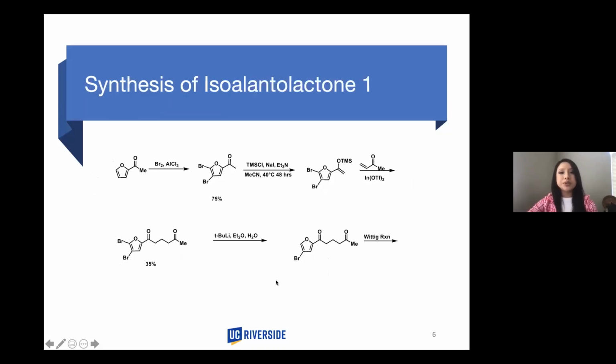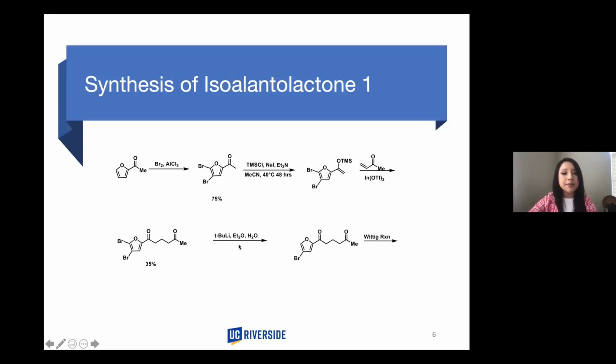Now, in order to produce isoallantalactone, we used two approaches. So for the first one, as you can see here, we use the 2-acetylfuran. We brominate that. So we add 2 bromines here, and we have a yield of 75%, which is pretty good, given that we're usually shooting for 80% yield. We further synthesize this into silyl ether and react it with the methyl vinyl ketone to produce that 1,5-diketone that we were looking at in the previous slide, to give us a 35% yield, which means we could do better, right? So we're still working on that.